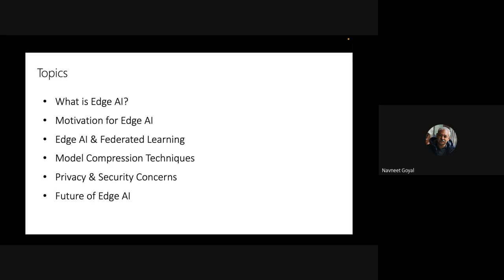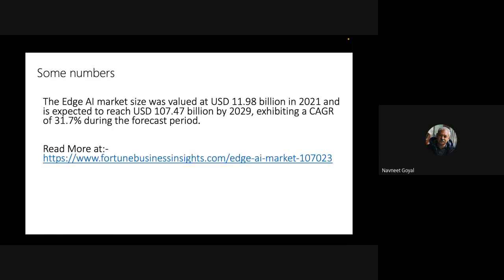And then, of course, there are privacy and security concerns, as you move the data, maybe not too far from the source, but you're moving the data away from the source. So privacy and security concerns would automatically come in. Towards the end, I'll talk about the future of Edge AI, where we are heading.